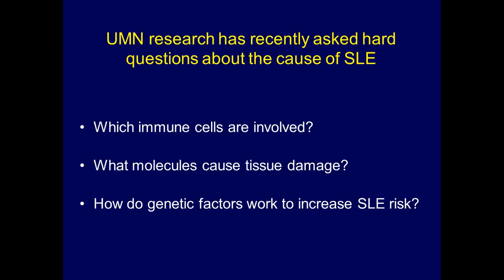Beyond the cells, we've also been very interested in knowing what are the individual molecules, the proteins, that these cells might make or use to cause tissue damage. And a third major question arises from a fact that I mentioned earlier, that lupus is a heritable condition. So what are the genetic factors, and more importantly, how do they work to cause increased risk of lupus?